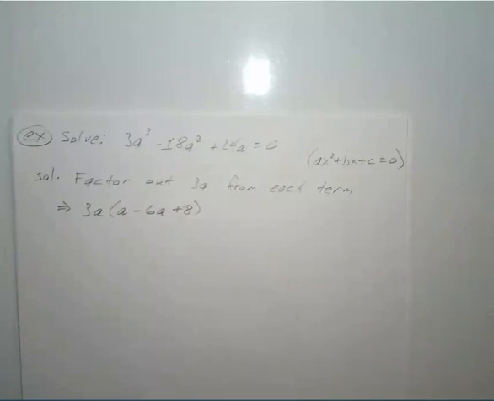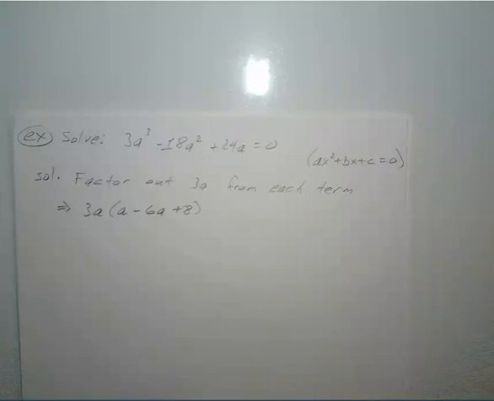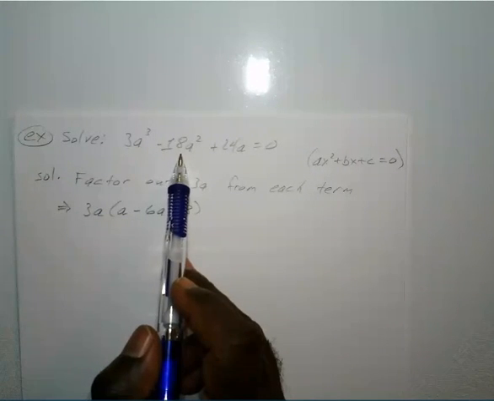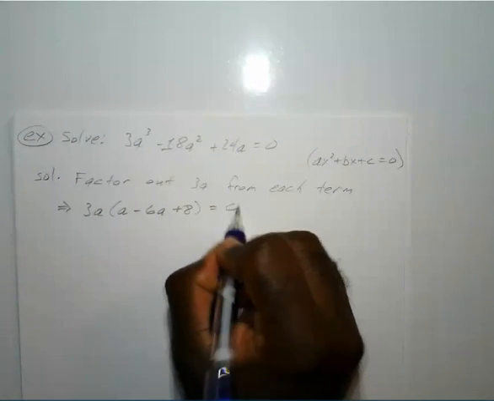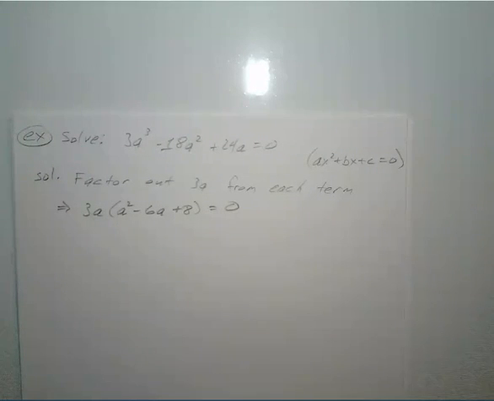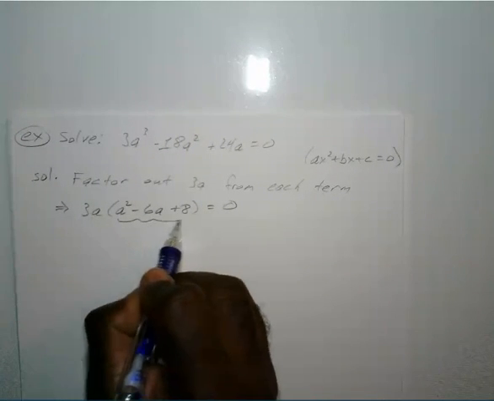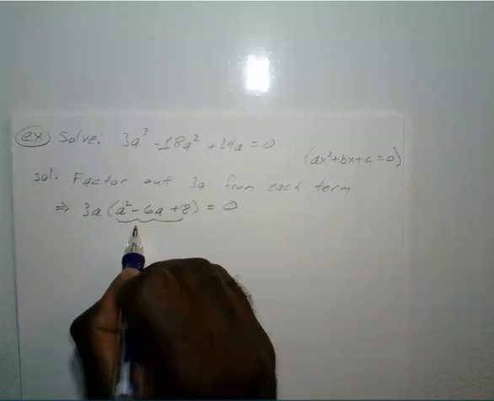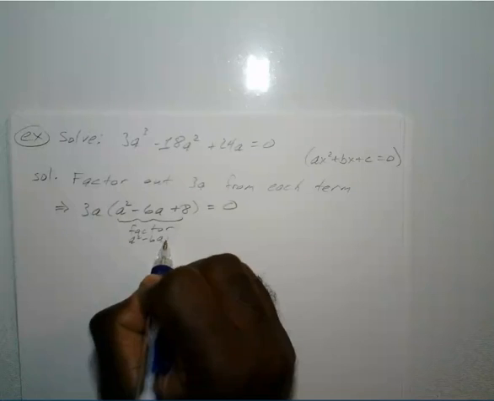And again, if you want to double check, just distribute, and you should end up with exactly what you have here. 3a times a squared is 3a to the third. 3a times negative 6a is negative 18a squared. 3a times 8 is 24a equals 0. Now for this one, we're just going to have to factor, because this 3a is already factored, but we still have to factor this part. So we factor a squared minus 6a plus 8.